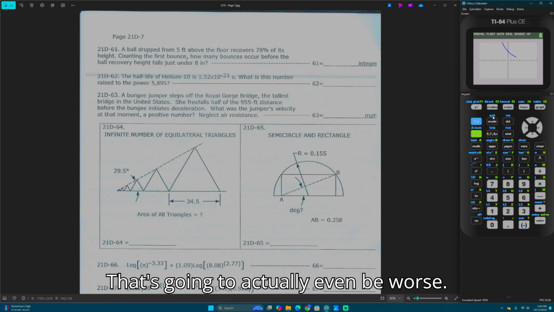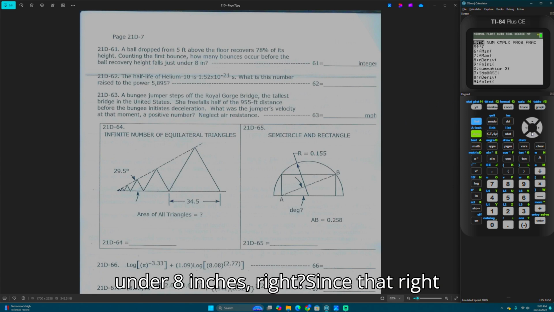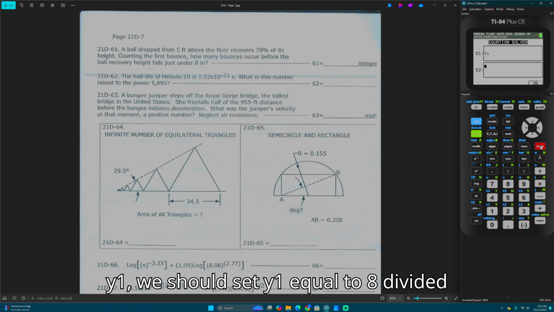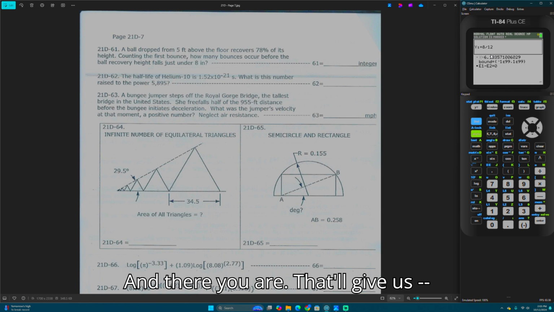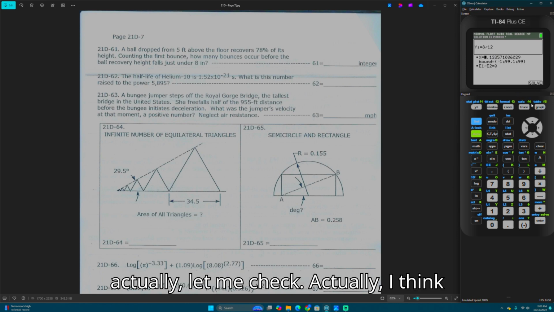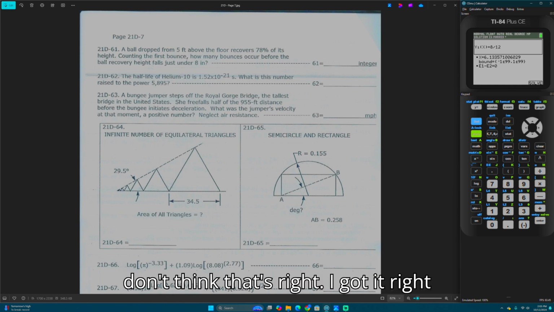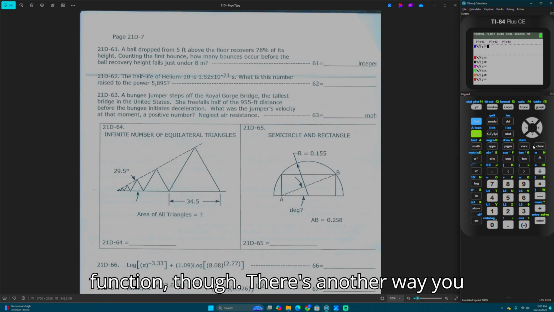We won't even need to graph it. That's going to actually even be worse. So we're asked for when the y falls under 8 inches, right? Since that right there is the output. So we're doing y1, we should set y1 equal to 8 divided by 12. And there you are. That'll give us, actually, let me check. I think you have to do y1 of x. That might have been my mistake. Or maybe that's not the first. I don't think that's right. I got it right the first time. I might not have wanted to do that exponential function though.